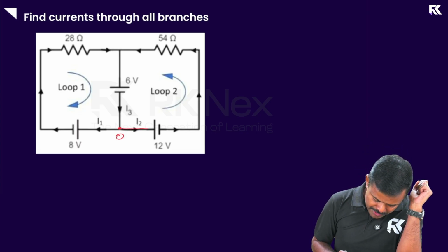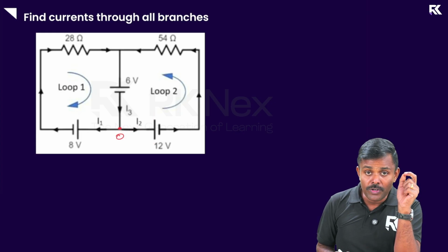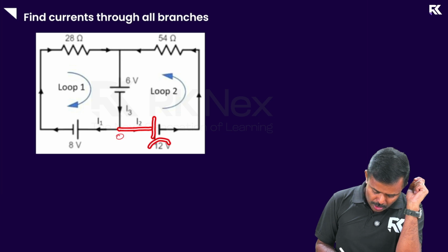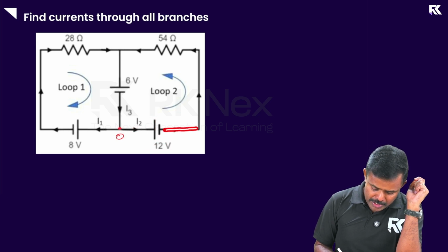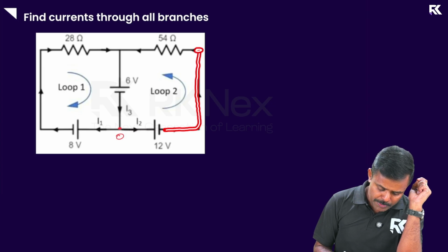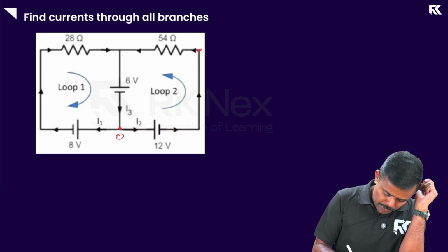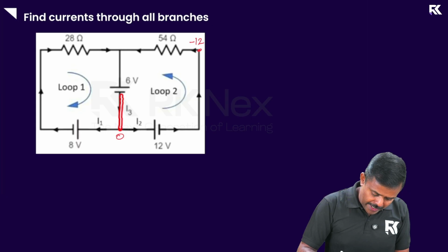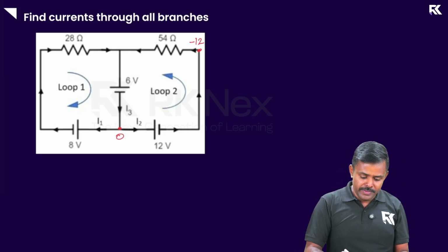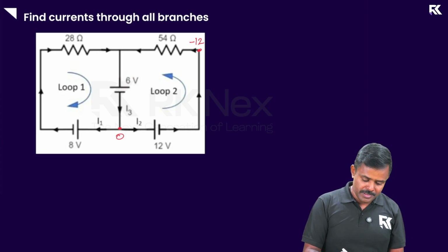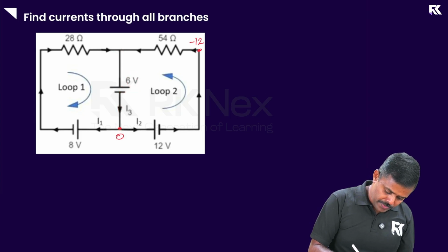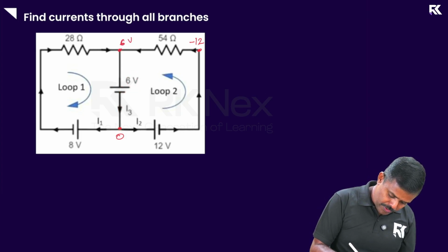And if I walk to the right, I see the cell's positive, which means I have to lower the potential by 12 volts. So 0 is lowered by 12, which means here it is minus 12. This point is at minus 12 volts. Now, if I walk along this, I see the negative of the cell. When you meet the negative, you have to raise the potential by that number. So after this point it has to be at 6 volts. You are raising it by 6 volts.